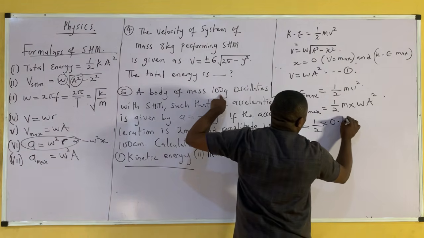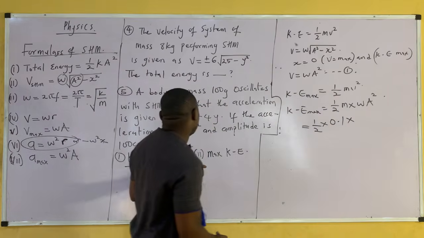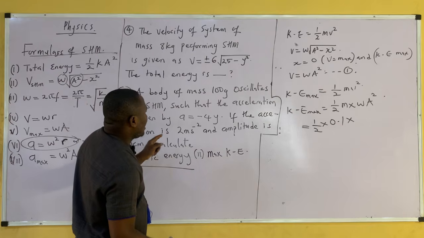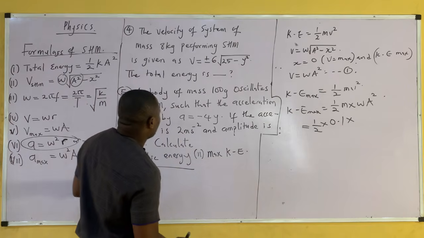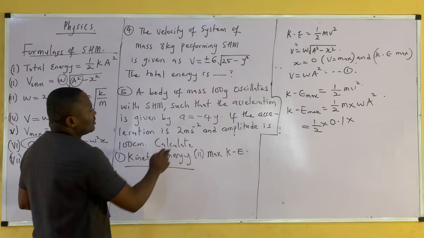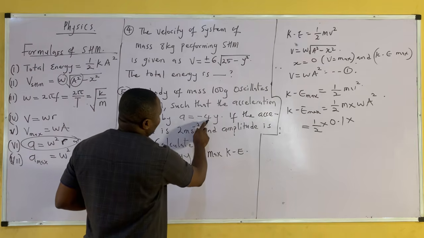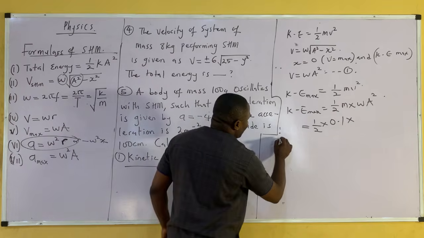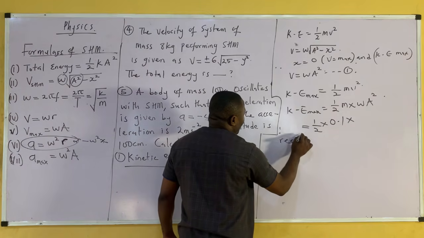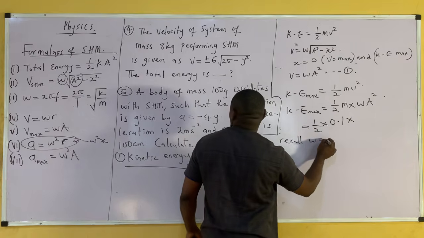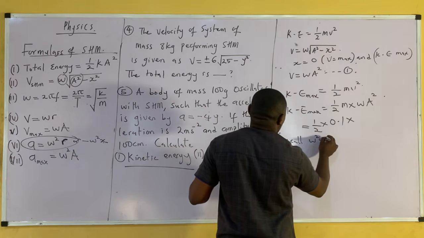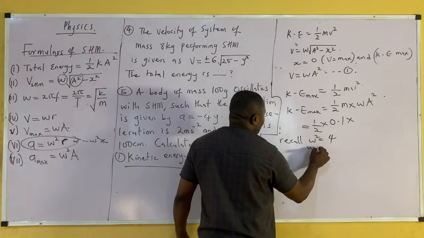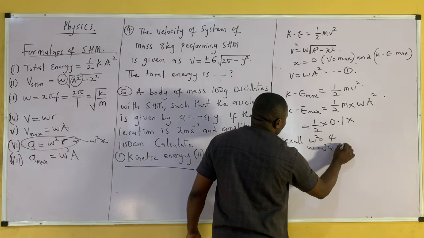times 0.1, times our W. What was our W again? We have it here as minus 4. A equals W square X. So recall that W square equals 4. So W is now equal to the square root of 4, which equals 2.